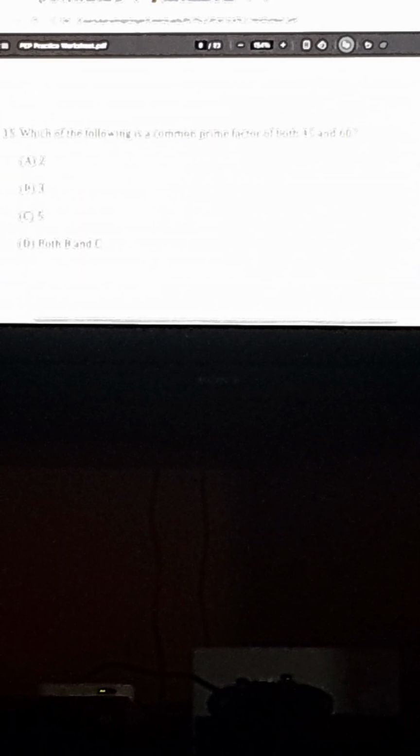Which of the following is a common prime factor of both 45 and 60? 15. 15 can go into both of them. I don't see it here. Both E and C? Yes. 3 can go into both of them. 5 can go into... This is the best answer.